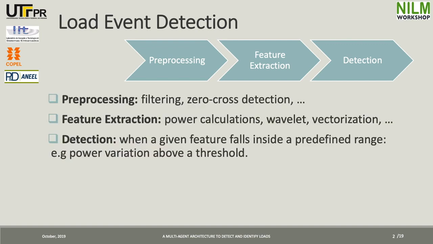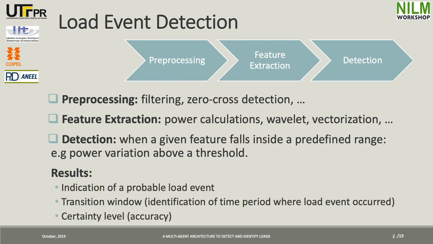The pre-processing consists of filtering, zero crossing detection, and so on. Feature extraction depends a lot on the specific agent we are using. It can decide to do power calculations, or it can be based on wavelet or on vectorization. That's a technique we are developing. And the detection part means that if the feature extraction gives a certain value, then we can say that it is an event or it's not. Actually, we say if it's likely to be an event or not.